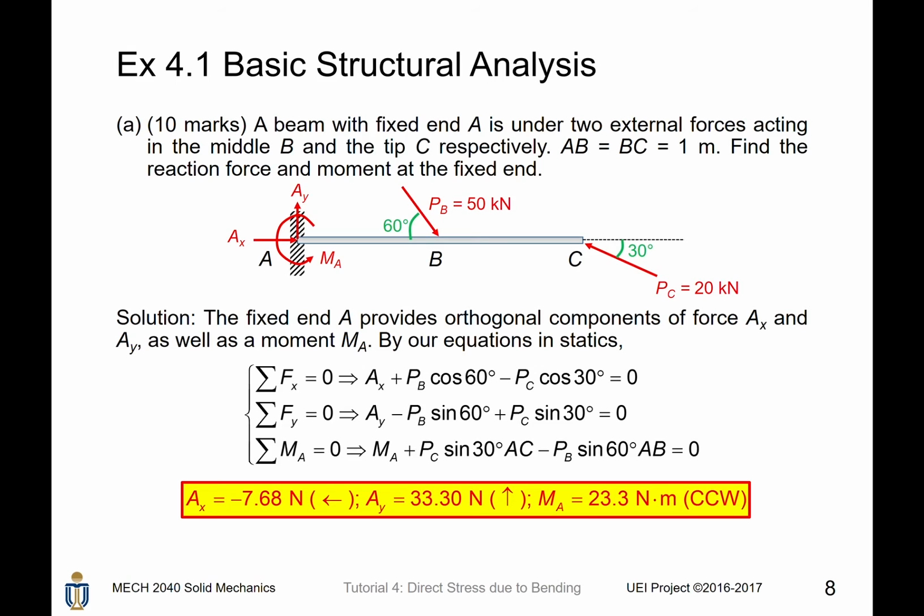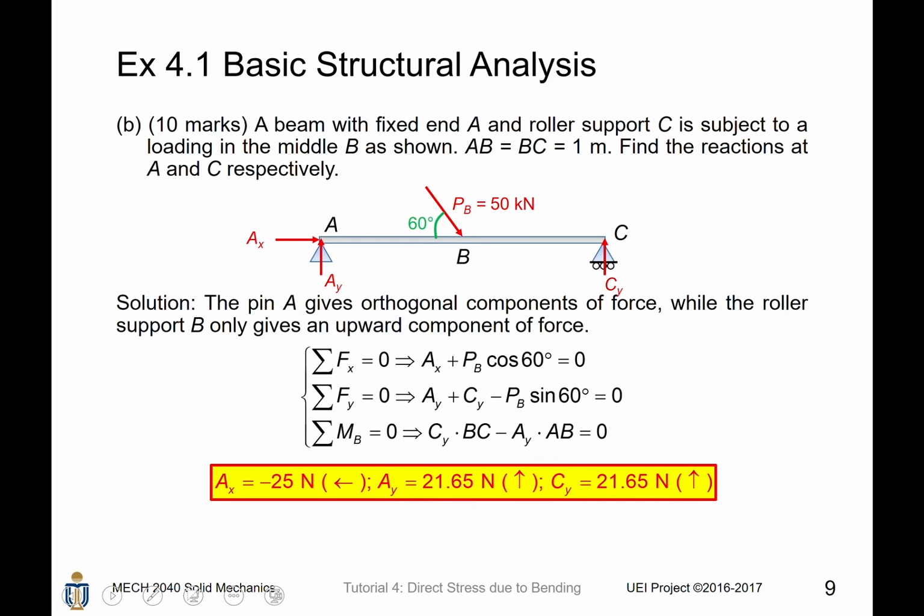Similarly, for PC, if we decompose it into orthogonal components, it will have a horizontal and a vertical one. The horizontal one does not provide any moment, but the vertical one will provide moment with the moment arm AC. Therefore, we can write MA plus PC sine 30 degrees AC minus PB sine 60 degrees AB equals 0. This system should be easy for you to solve. The answer is shown here. You can verify it yourself later if you have time.